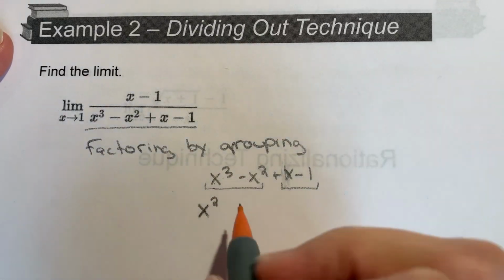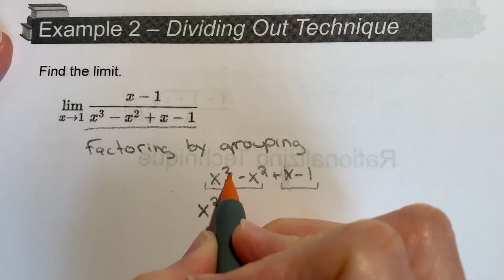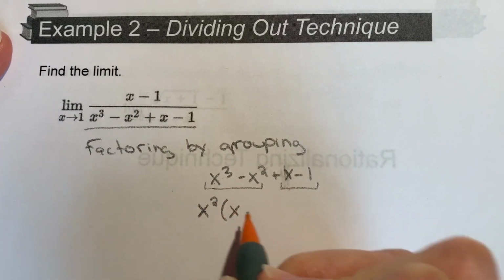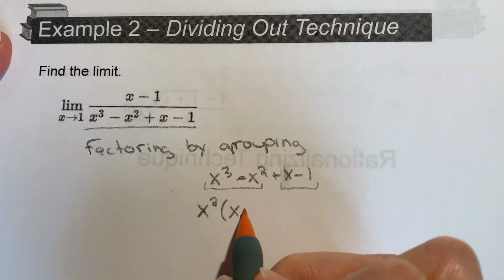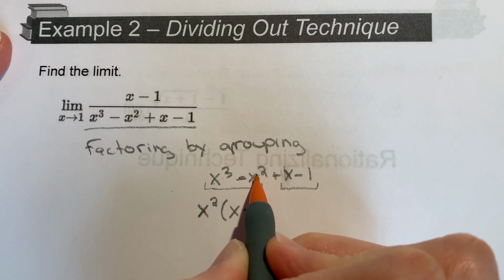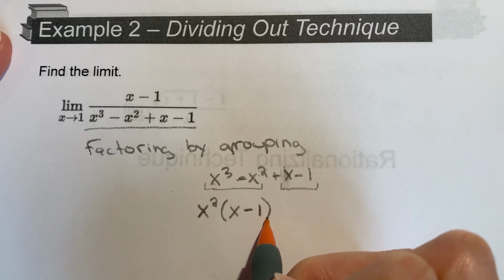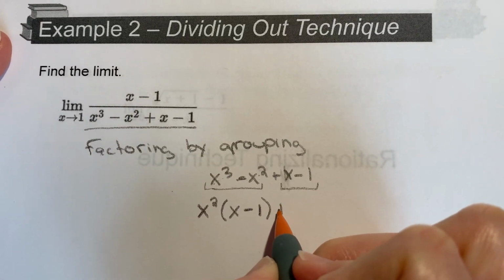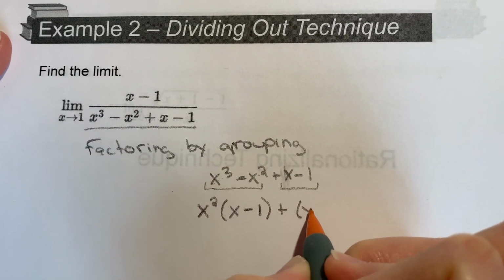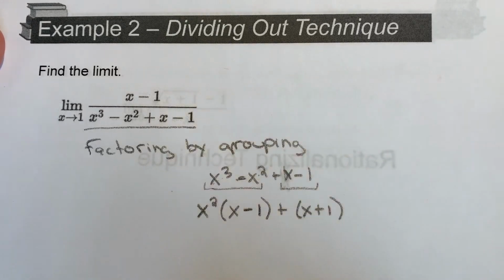2 x's. So x to the third, if I factor out an x squared, I'm left with an x, minus x squared. If I factor out an x squared, I'm left with a 1. All right, now I'm going to rewrite this. These last two terms I'm going to put in parentheses.